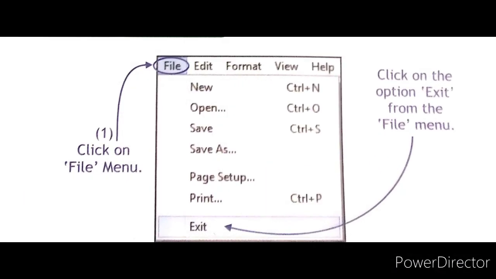Now next, how we will exit from the text editor. We'll go to the File menu and we'll see that there is one option, Exit. Click on the Exit option from the File menu and you will exit from the text editor.